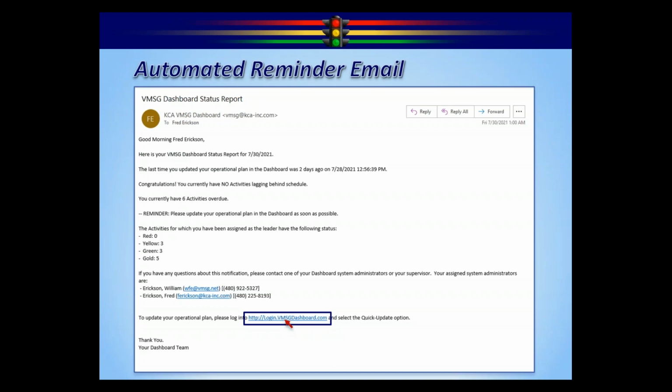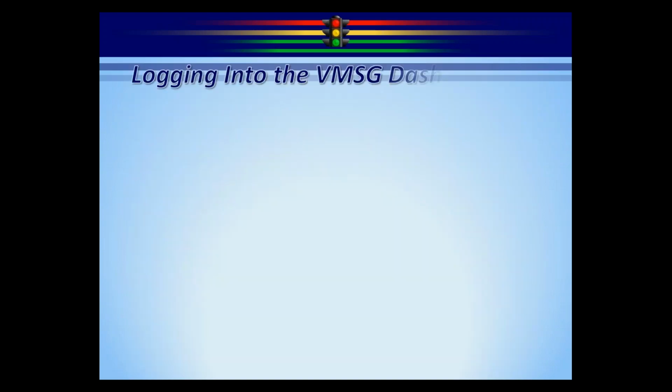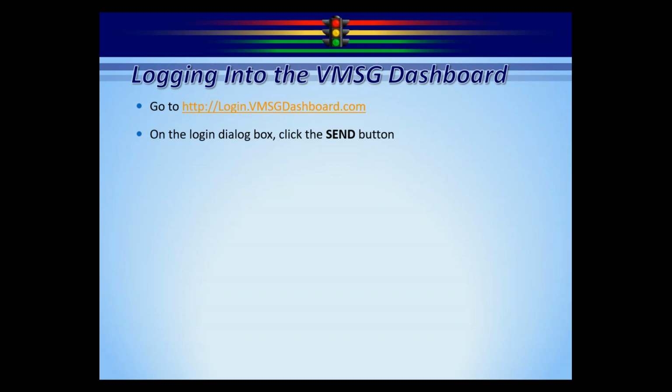So what I'm going to do now is I'm going to walk you through the login process. I'm going to go through it textually first, but then I'm going to go in and actually go through it live. So I just want to go through the steps. So again, the link is login.vmsgdashboard.com. That's one way to get in there. The other way is just go to vmsgdashboard.com. You'll see in the top right corner, it says already a VMSG user. Click here. You can go into that. I'll show you that in a minute.